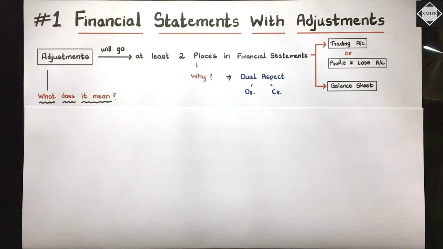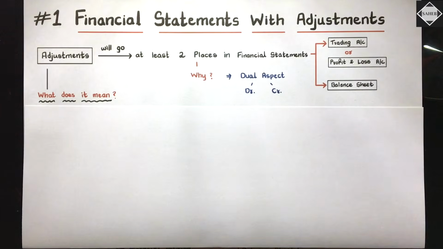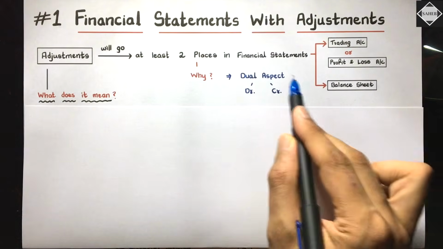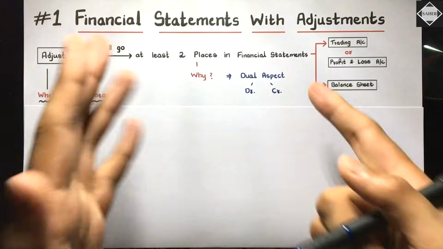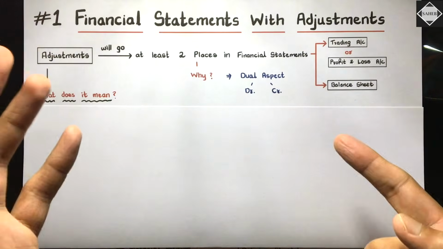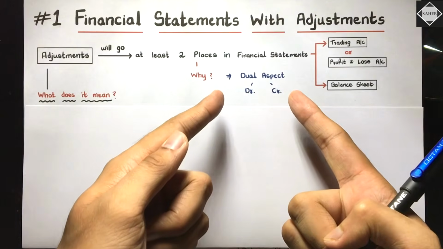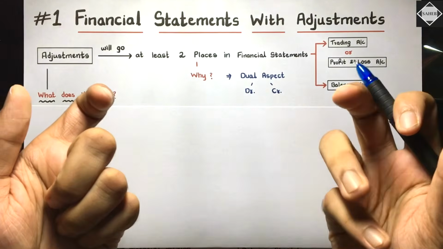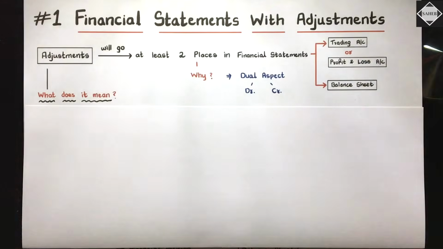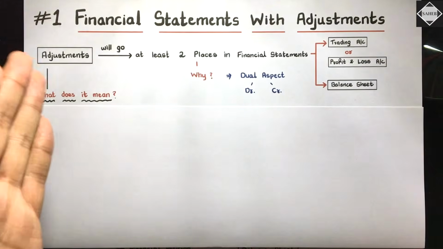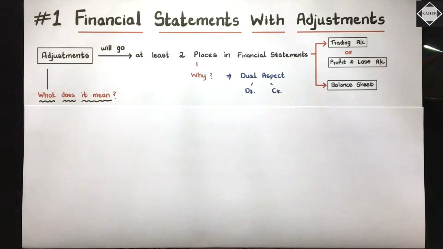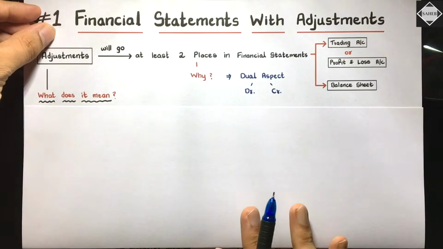Okay, why is this happening? Why dual effect, double effect? Because of our core principle of accounting, that is the dual aspect principle. Whatever changes you do in accounting, whatever recording you do, you have to follow the dual aspect principle. Yeah, isn't it? There will be a debit and there will be a credit, and both the effects will be equal. Similarly, in adjustments also, which you will do in financial statements, there also you have to do it in two places. Okay, trading or profit and loss, one effect, and the other effect in balance sheet. Is that clear? Simple.